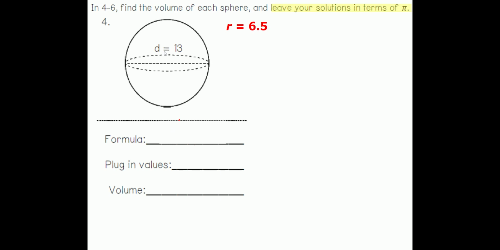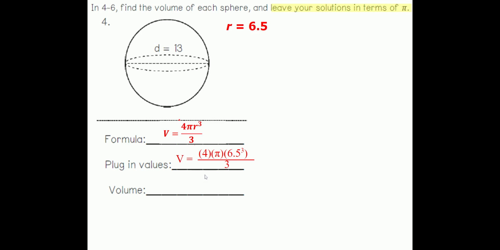Our diameter is 13. So if the diameter is 13, half of 13 is 6.5. So that's our radius. Let's rewrite our formula. And let's plug in the values. Volume, which we don't know, is 4 times pi, which we're going to keep as pi, times radius to the third. Our radius, again, is 6.5 to the third. And we're going to divide that by 3.